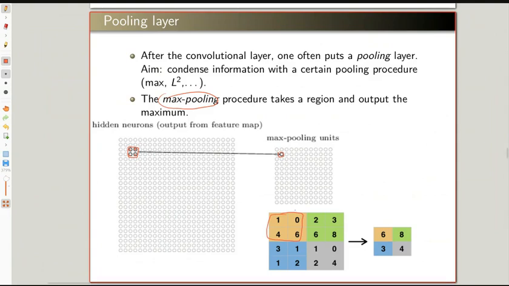In this case, for instance, the maximum is 6, and so here we have 6. The maximum is 8, and so here we have 8, and 3 and 4. And notice also that with respect to the convolution, which is sliding over the image, this is jumping. These 4 pieces are not overlapping. Okay, this is a way to reduce the information. Of course, it's a lossy way of reducing the information.